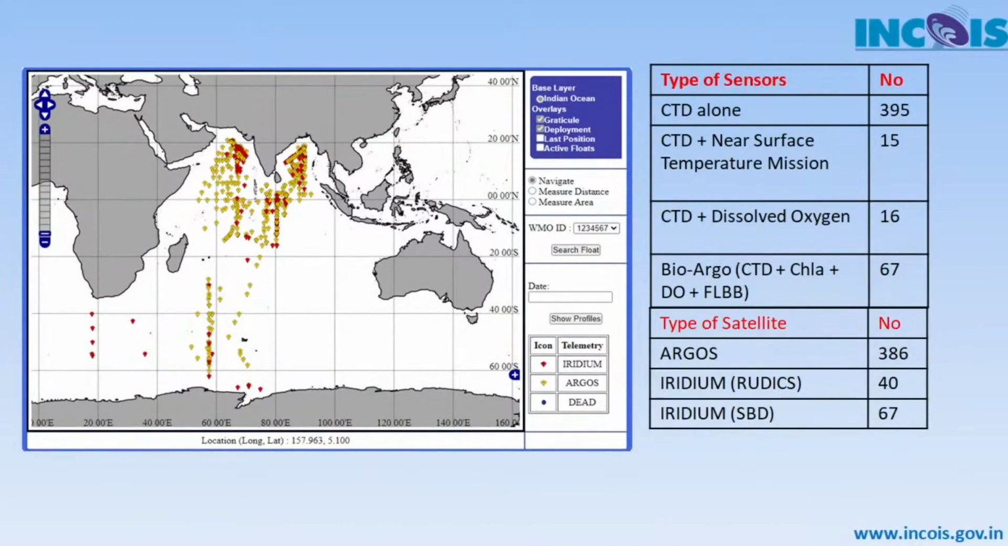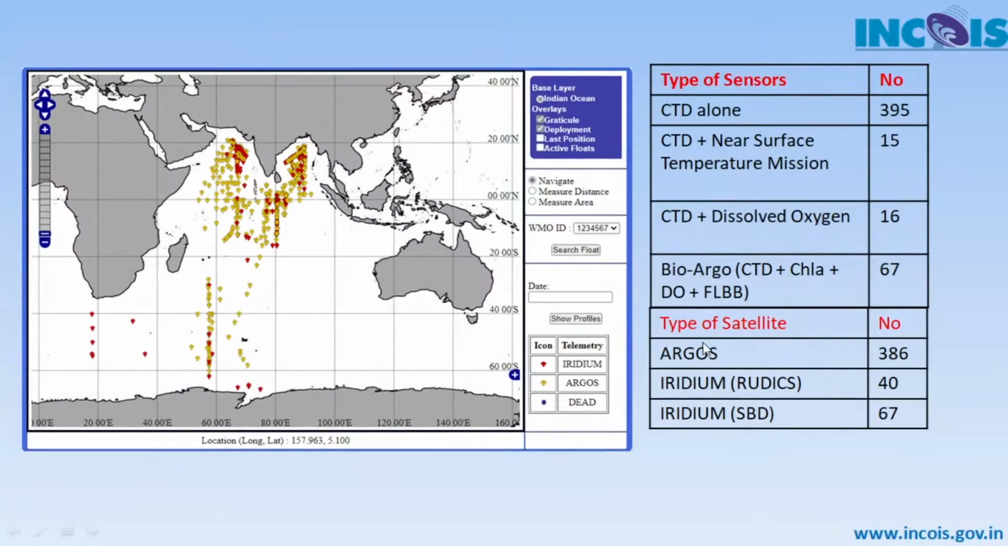And these are the deployed locations where INCOIS, or India, has deployed. The red ones are all those with Iridium communications, and the yellow ones are all those with Argos communication channels. You can see the Indian contribution is mainly covering the Northern Indian Ocean, and whenever we had an opportunity of our sister concern NCPOR's ship going to Antarctica, we used those opportunities and deployed floats in the Southern Ocean also.